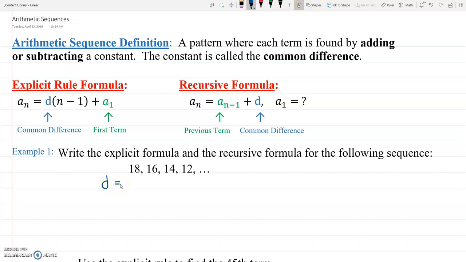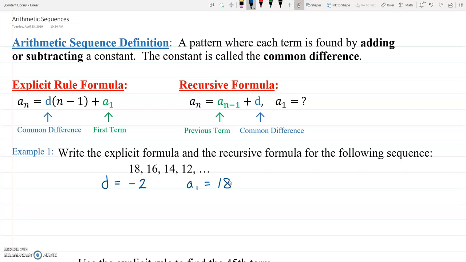Okay, and I can just tell by looking. It goes from 18 to 16 to 14 to 12. It's getting smaller by 2 each time, so my common difference is -2. I am adding -2 each time. My first term, hopefully it's super obvious and easy to find because it's just the first one given. My first term is 18.